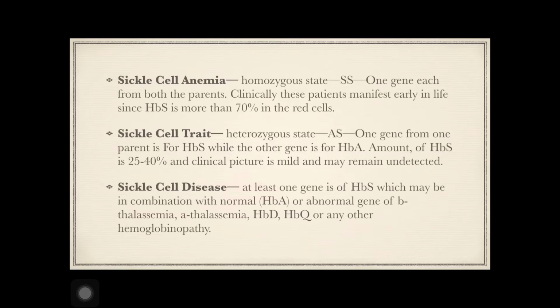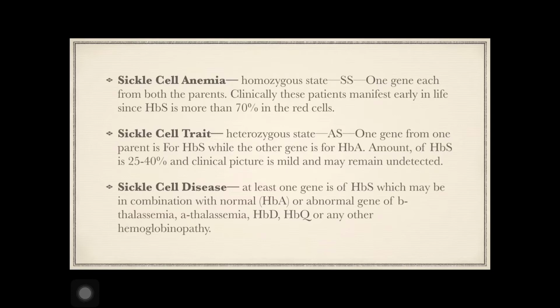Sickle cell trait is a heterozygous state. Here one gene is received from one parent for HbS while the other gene is for HbA. The amount of HbS is 25 to 40% and the clinical picture here is mild and it may remain undetected.